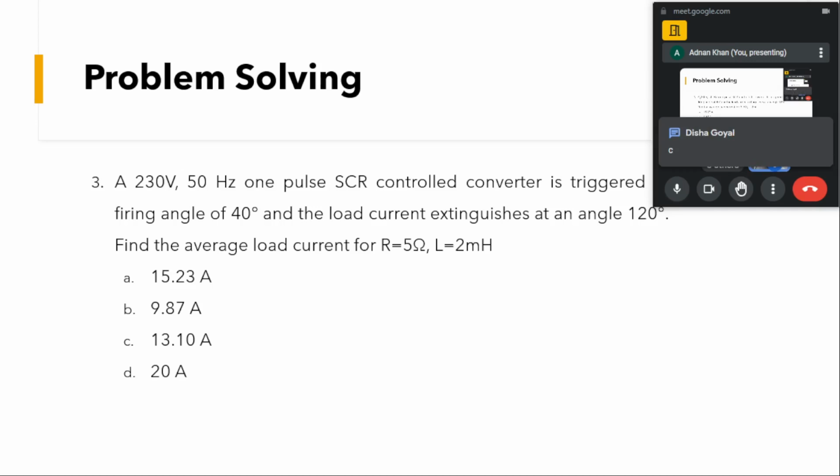I think one of the students had already solved this. Let us find out what is the answer to this question. I think some other students have also solved this.